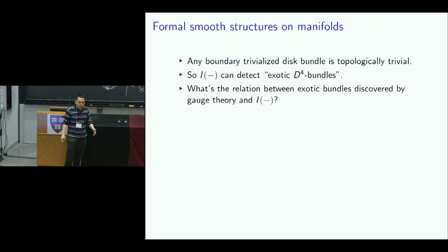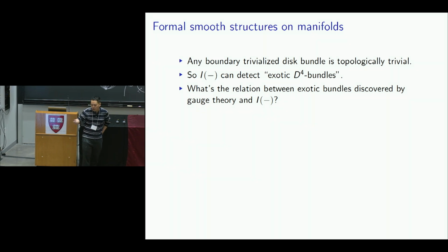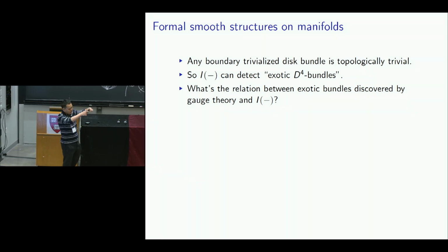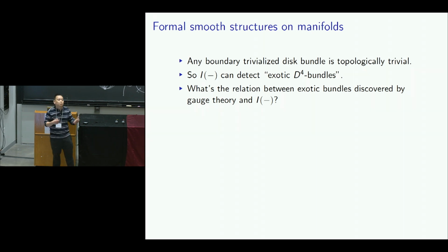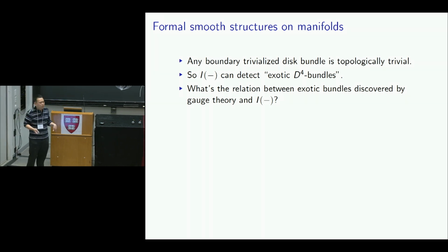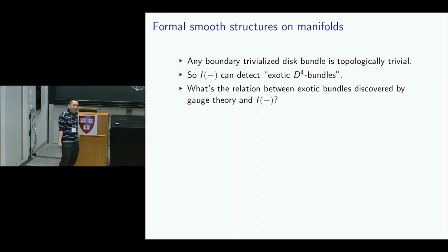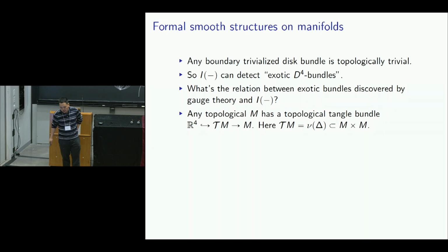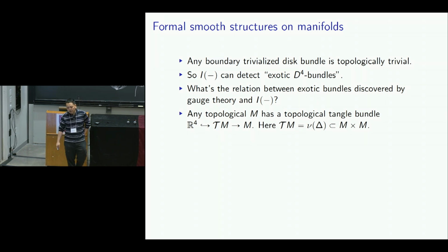gauge theory can also be used to detect exotic bundles. For example, those exotic diffeomorphisms constructed by Danny, you can just take the mapping torus and get an exotic bundle over S1. Okay, so that's another exotic bundle detected by gauge theory. So we have exotic bundles detected by configuration space integral. So what's the relation of these two exotic bundles? Do they have the same nature or different nature? The answer is they are indeed quite different. Okay, to explain this, let me talk about the formal smooth structure.